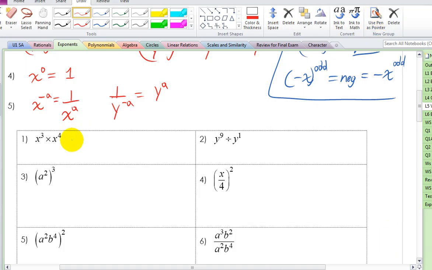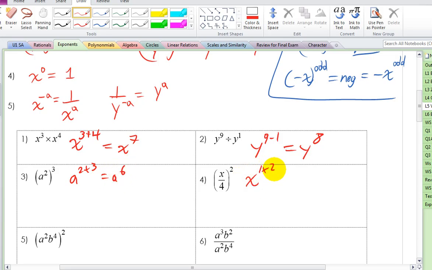So for your work on your test, I'm going to see 3 plus 4 equals x⁷. Here, y⁹⁻¹ equals y⁸. Here, a² times 3 equals a⁶. And this one, x exponent 1 times 2. Don't forget that hidden 1 exponent. So you should show that this multiplication is occurring. That's really important. It's what we often forget, and we think, oh, things are happening by magic.